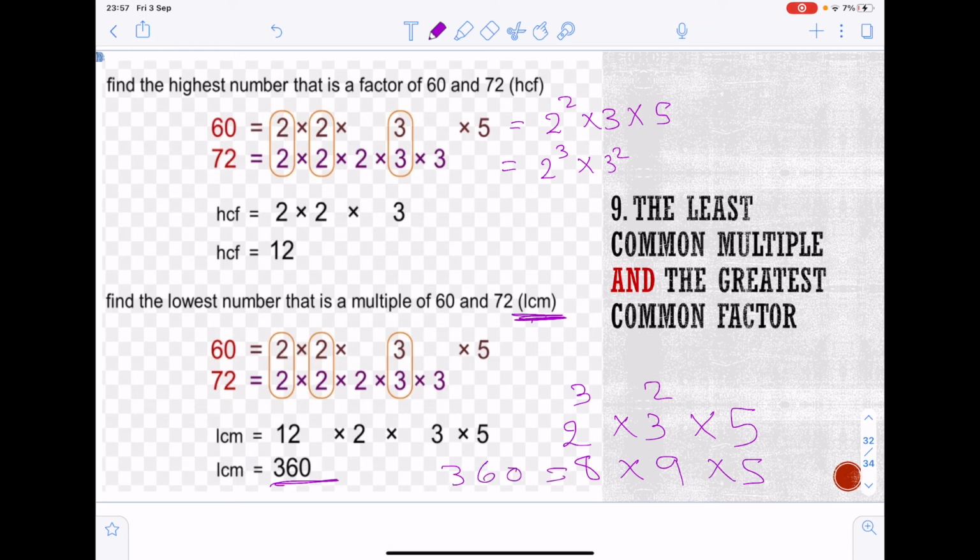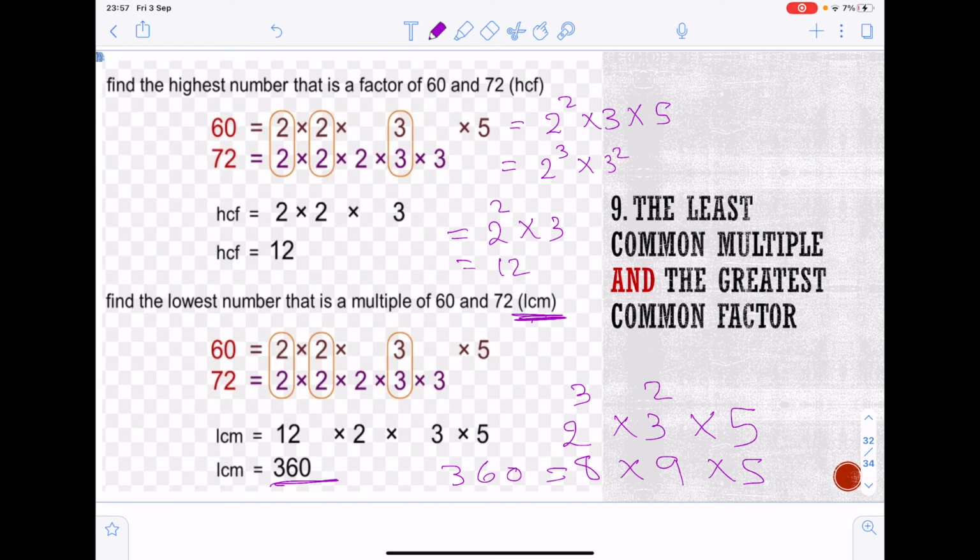For the greatest common factor, we will take only the common factors. We have 2 and 3 in common, and we will take the least power. So 2 to the power 2 and 3. 2 to the power 2 is 4. 4 times 3 equals 12.